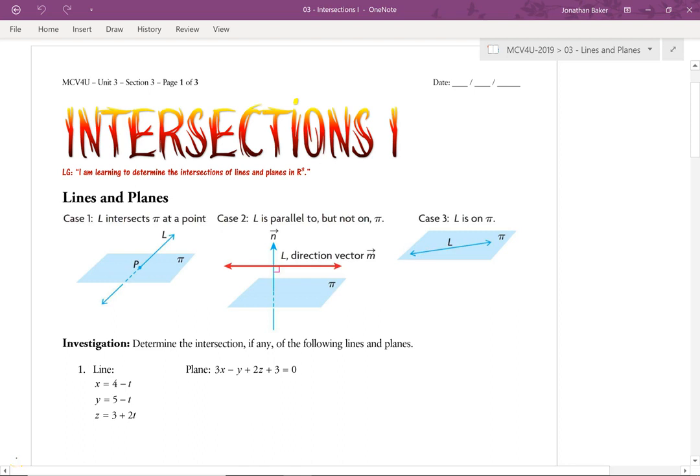Hey guys, welcome to Intersections 1, Unit 3, Section 3. In this lesson, we're going to learn to determine the intersections of lines and planes in R3. We're also going to look at lines and planes eventually, but for now, for this lesson, we're going to work with just lines and planes.